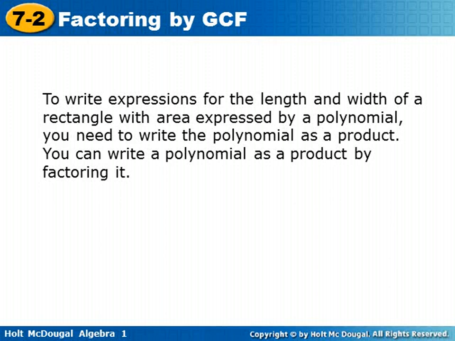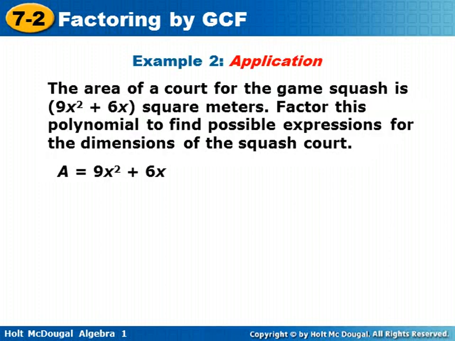To write expressions for the length and width of a rectangle with area expressed as a polynomial, you need to write the polynomial as a product. You can write a polynomial as a product by factoring it. So the area of a court for the game squash is 9x squared plus 6x square meters. Factor this polynomial to find possible expressions for the dimensions of the squash court. So the area, A, equals 9x squared plus 6x.